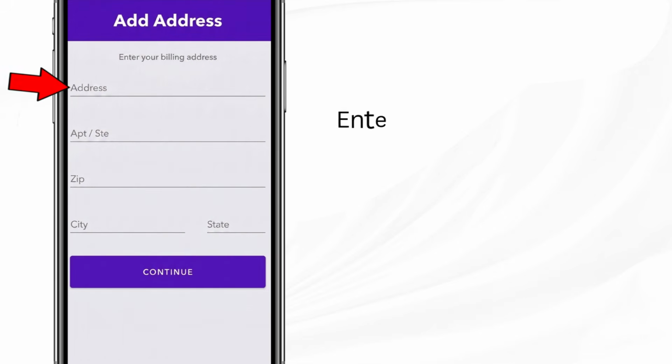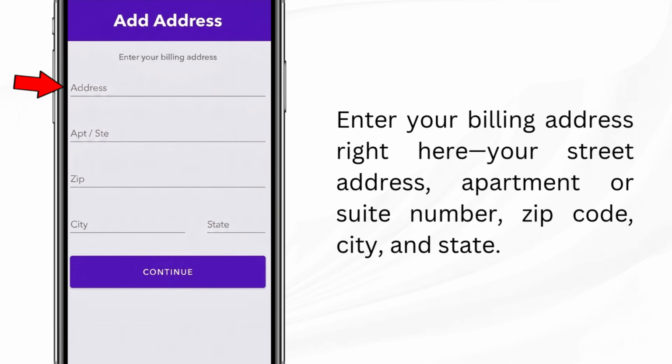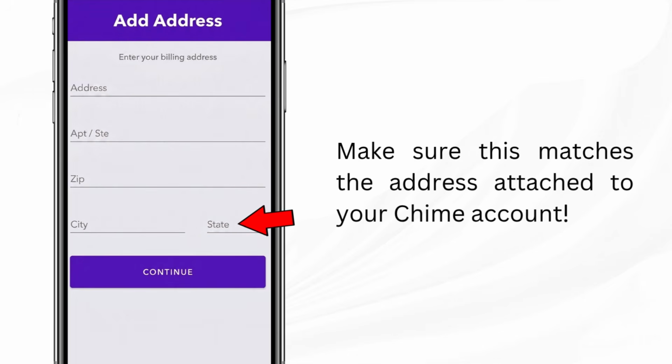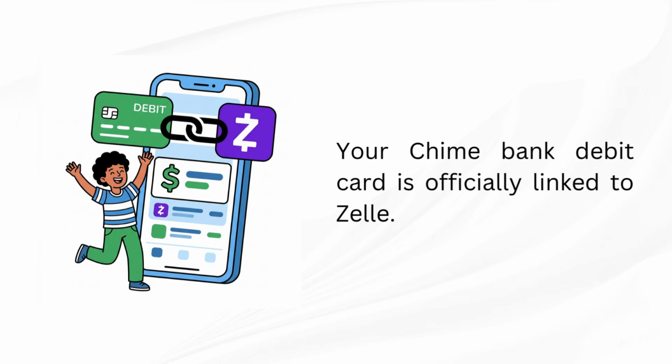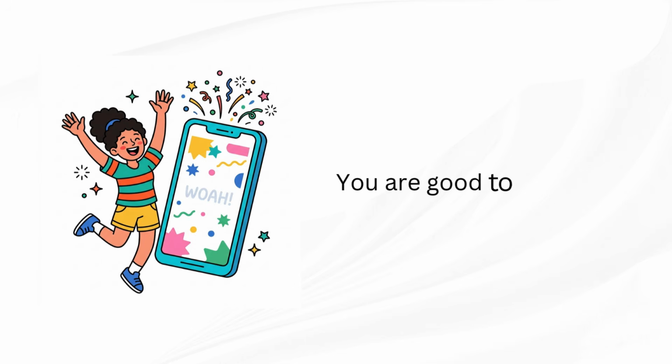Last step, enter your billing address right here. Your street address, apartment or suite number, zip code, city, and state. Make sure this matches the address attached to your Chime account. Tap Continue at the bottom, and boom, your Chime bank debit card is officially linked to Zelle. You are good to go.